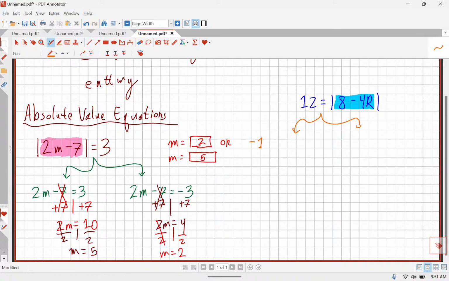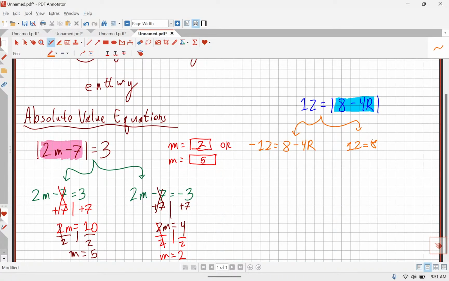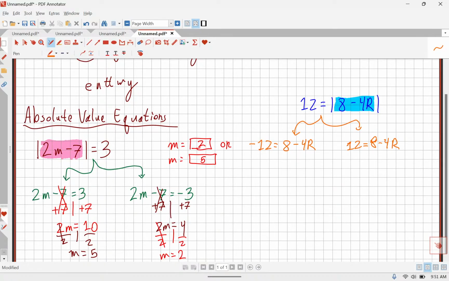One of them is that negative 12 is equal to 8 minus 4r. And the other one is 12 equals 8 minus 4r. We have to deal with them separately. I can't remove stuff directly from the absolute value signs, and the only way to get rid of them is to say, I know the stuff on the inside could be negative 12, or it could be positive 12. Take it from there. How would you solve this equation?